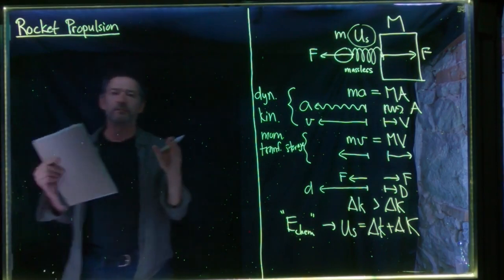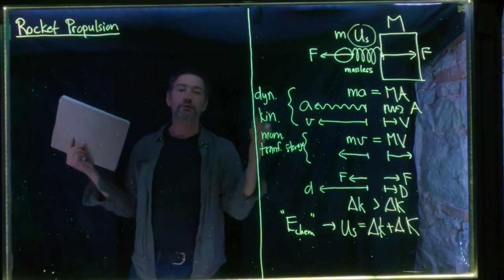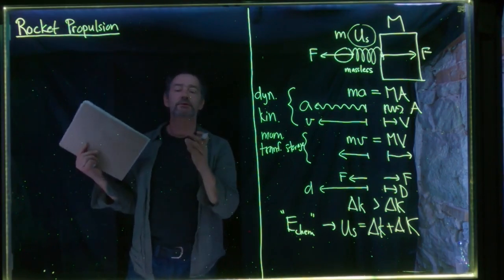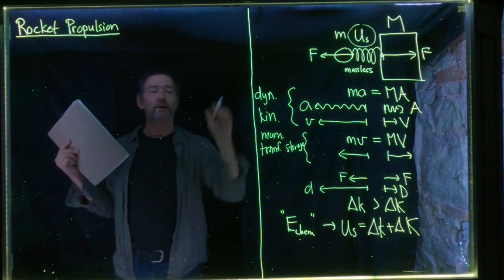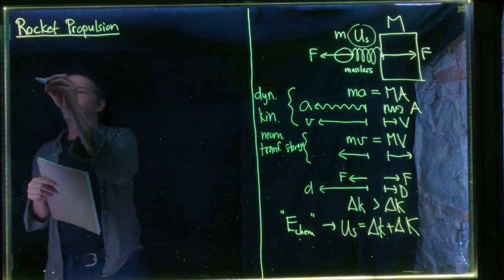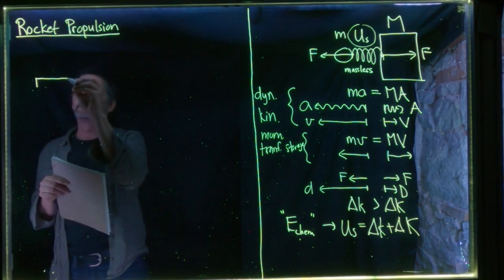So we're floating out in the middle of empty space. There are no external forces acting on the rocket or the exhaust gas particles or anything. There's no planets around exerting gravitational forces. We just have this rocket out in the middle of empty space.